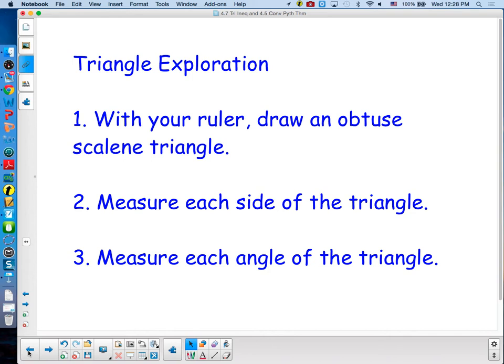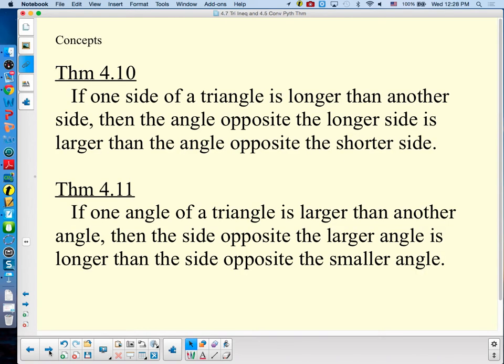In a triangle, the longest side is going to be across from the biggest angle. The shortest side is going to be across from the smallest angle. How that is worded in our textbook is not exactly the words I just said, but it's comparing two sides at a time. They've got two theorems, one about the sides and one starting with the angles.